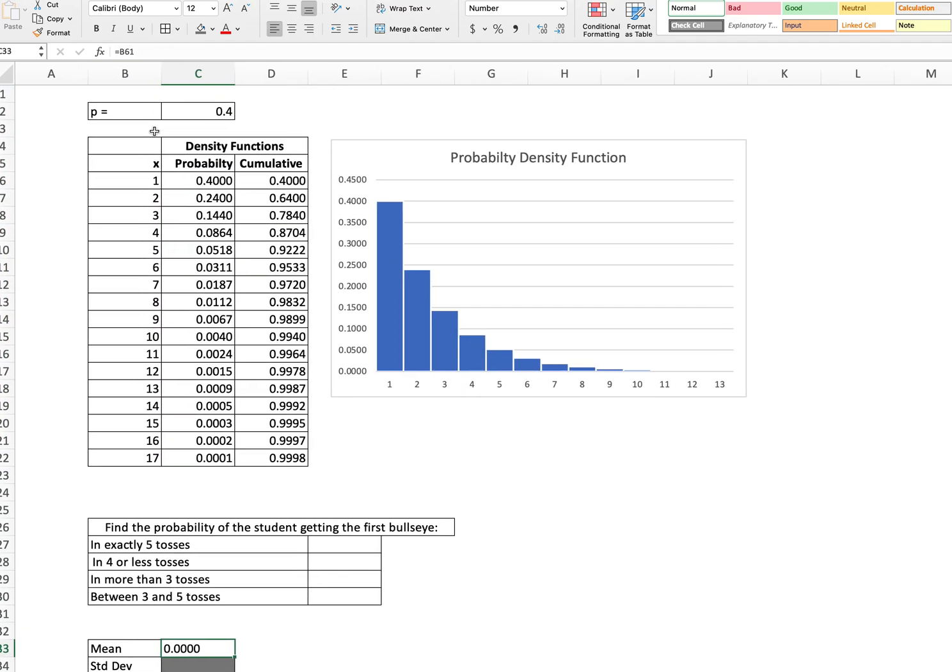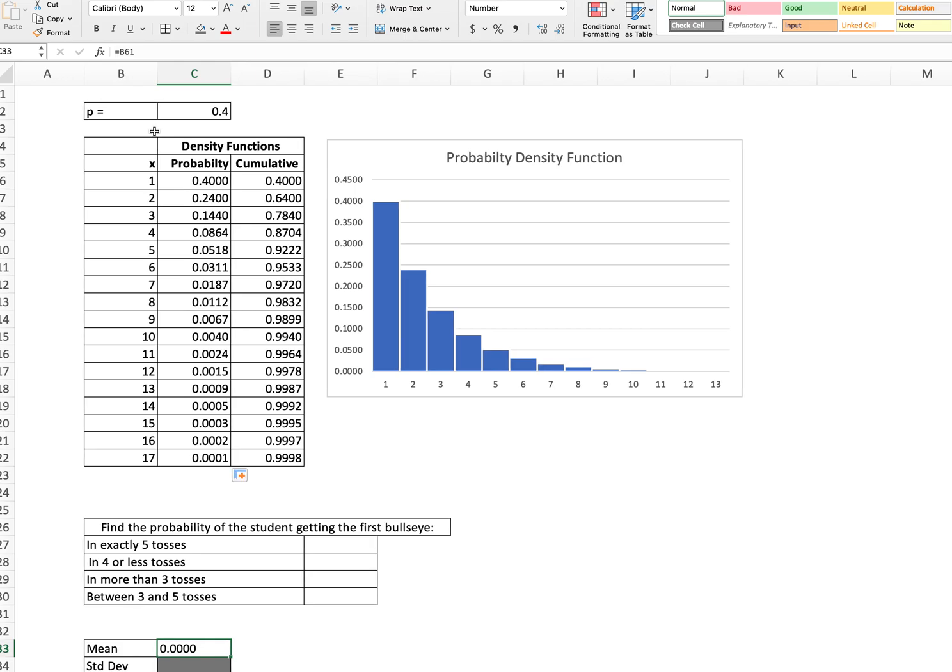my probability here is going to be, the mean is going to be 1 over p. So I do equal to 1 divided by p. So it's going to be 2.5 is where I expect the mean of my first success to be. Each trial is 40% possible.